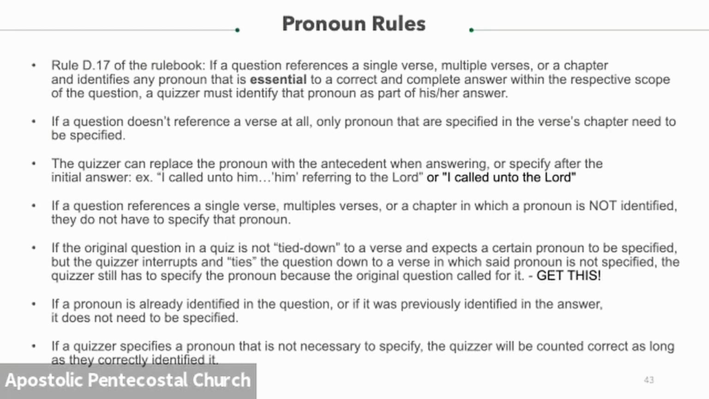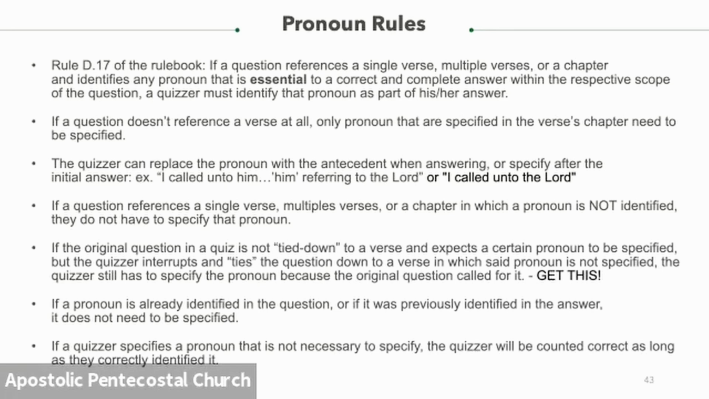If a question references a single verse, multiple verses, or a chapter, in other words, whatever parameters are established by the question, and any pronoun that is essential, and that's a key word, essential to a correct and complete answer within the respective scope of the question, you have to identify that pronoun as part of your answer.